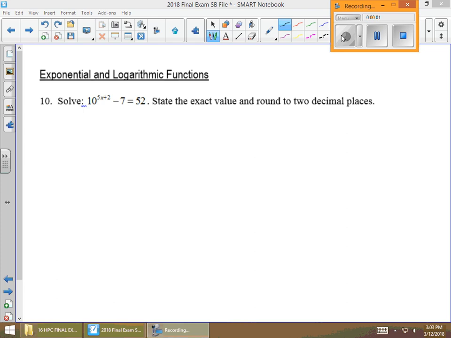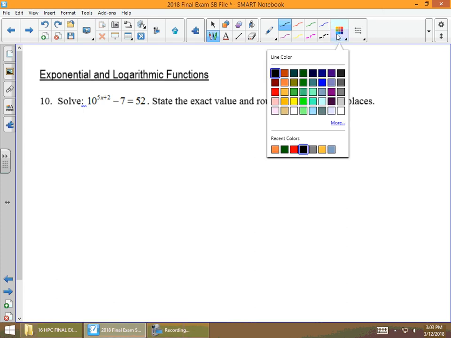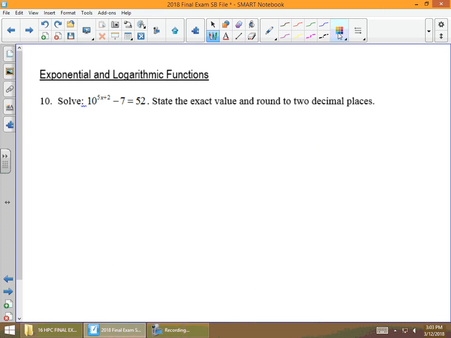All right, everyone's favorite unit, logarithm and exponential functions. So when we're working with exponential functions, the first thing you need to do is isolate your exponential. That is the number one priority. Once you isolate the exponential, you can either take the log or the ln of both sides of the equation.